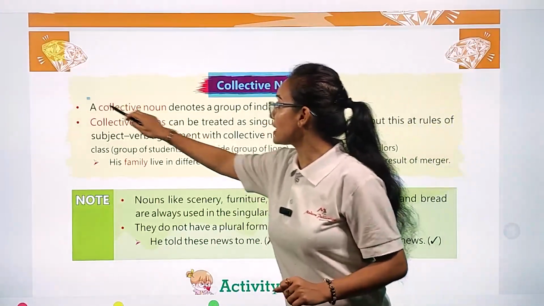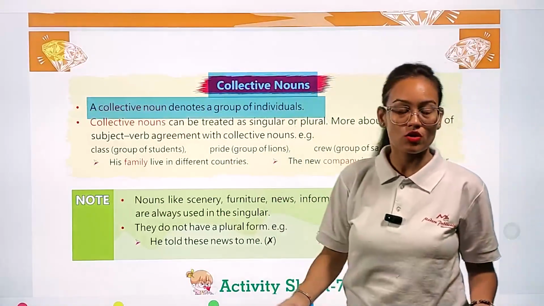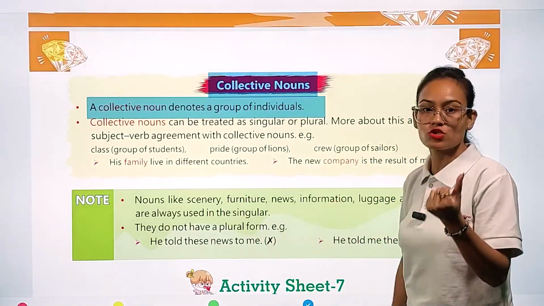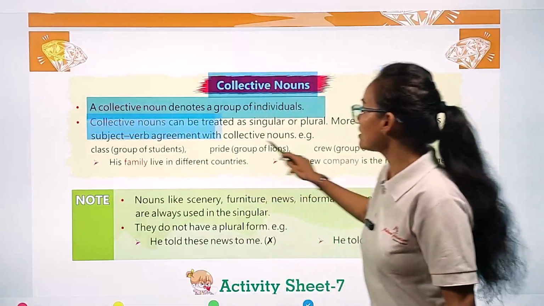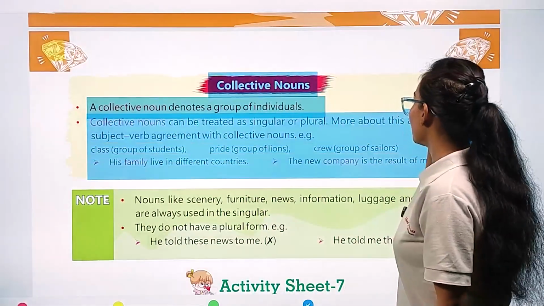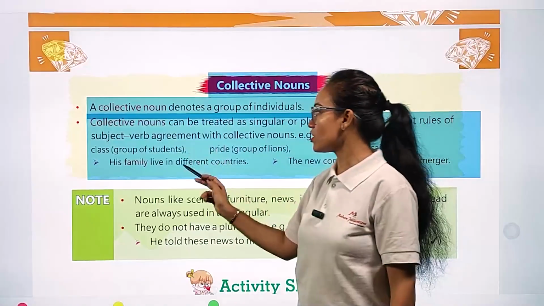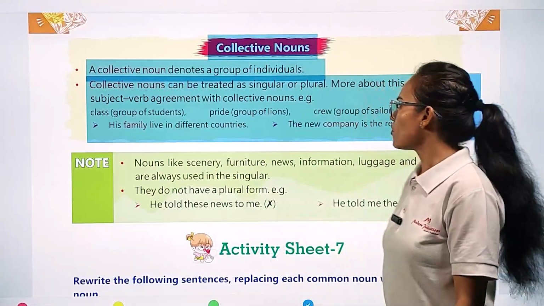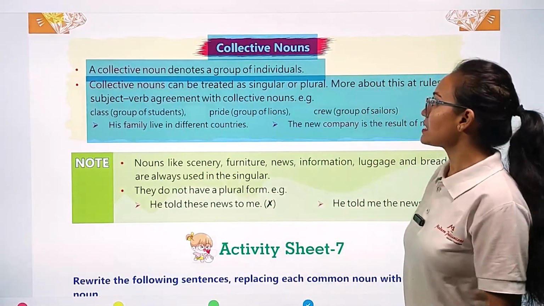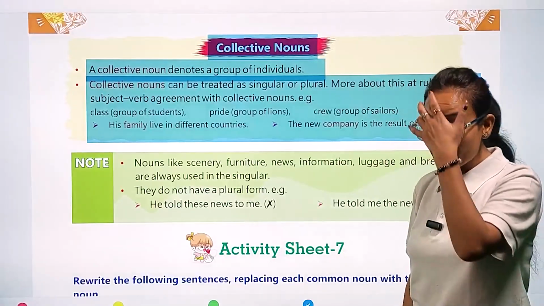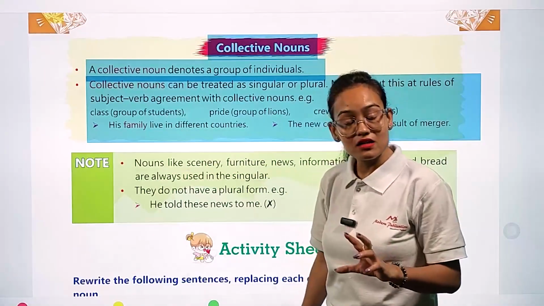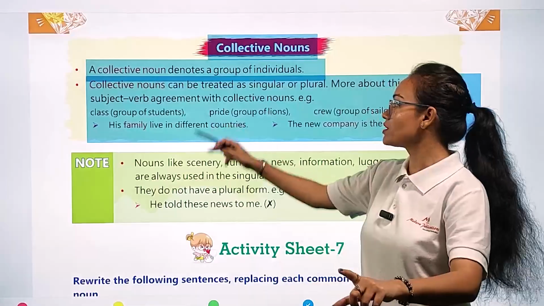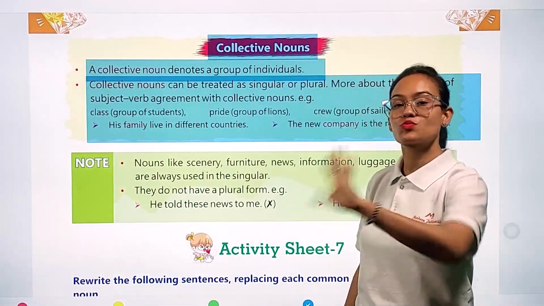What is the meaning of collective noun? A collective noun denotes a group of individuals. Collective nouns are sets that are used to show a group of individuals. Collective nouns can be treated as singular or plural. More about this in the rules of subject-verb agreement with collective nouns. They also follow a rule, and according to that rule, there must be agreement between the subject and the verb present in the sentence.